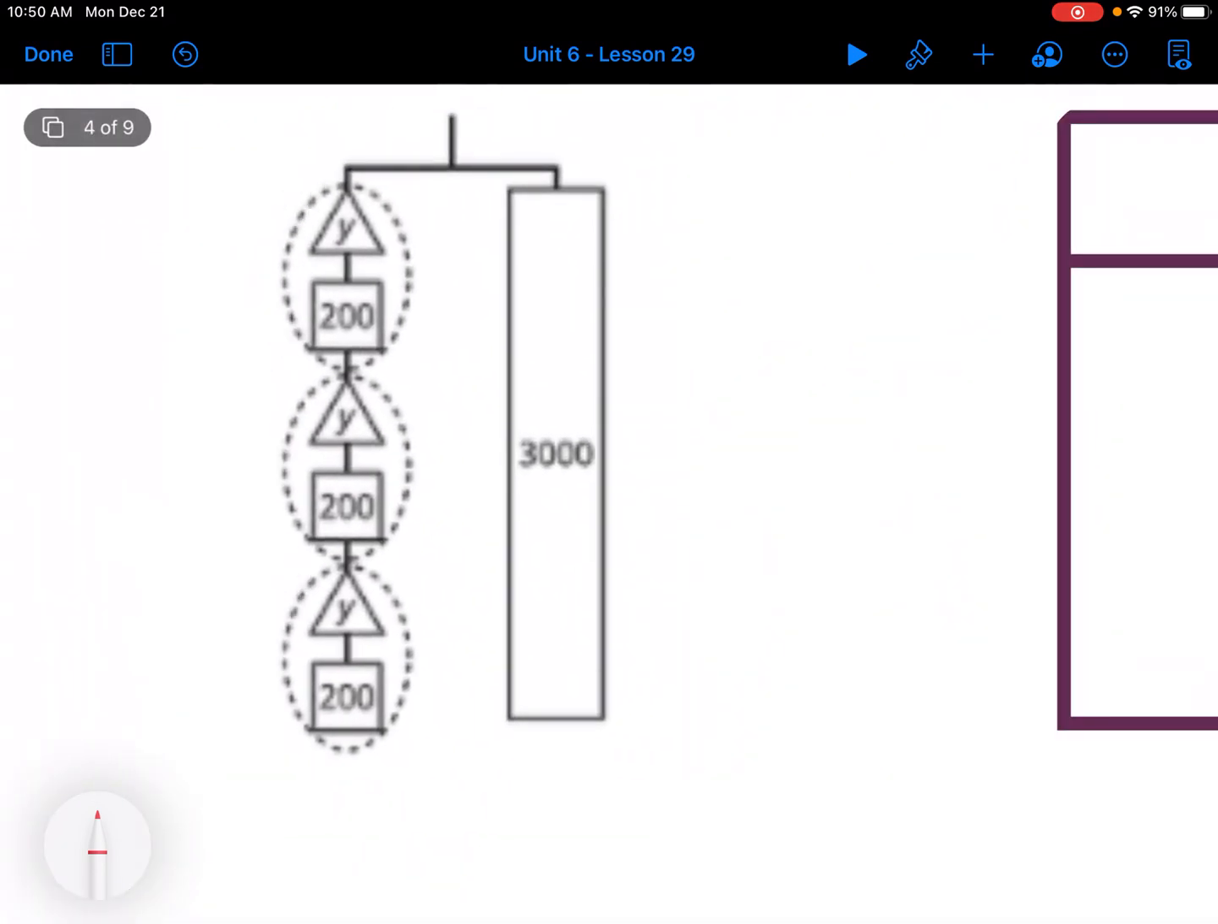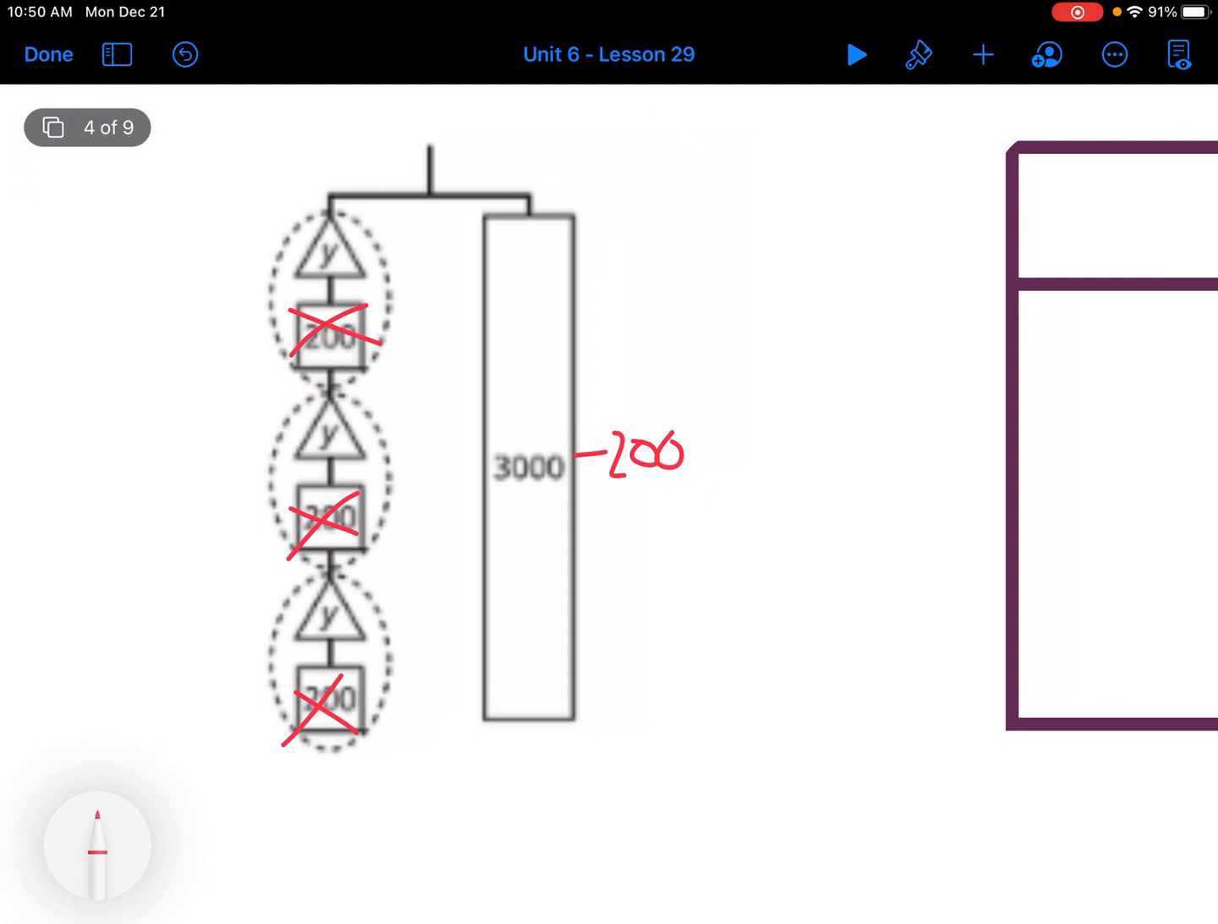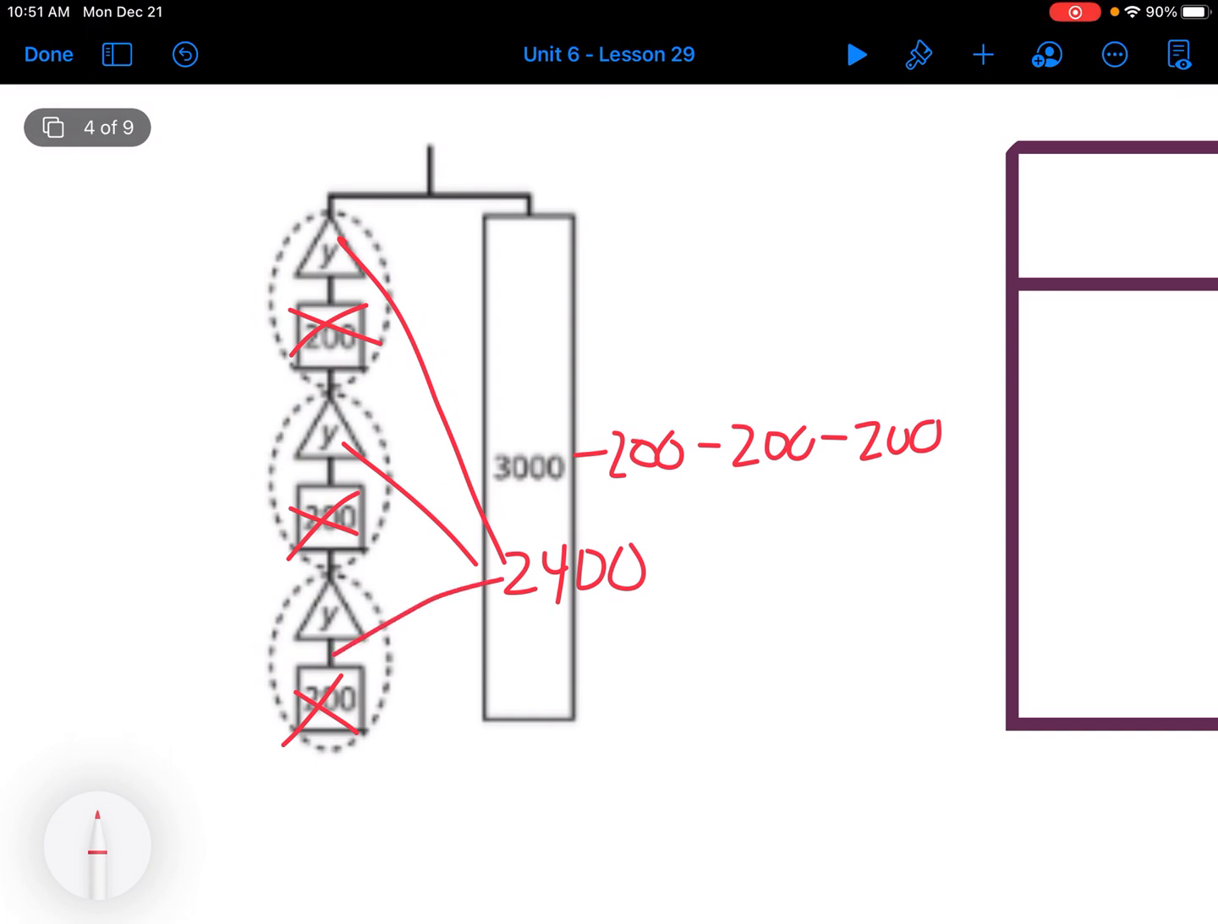For the next one, I'm going to zero out again. So 1, 2, 3. So I'm subtracting 200 three times. So that's going to leave me with, what, 2,400? And I'm going to split that into 3 equal groups. So that leaves me with 800 in each one.